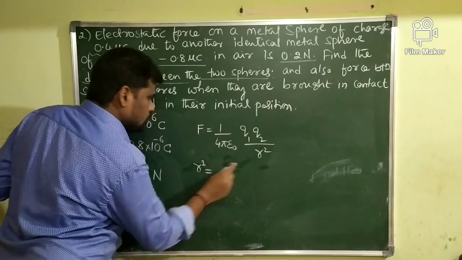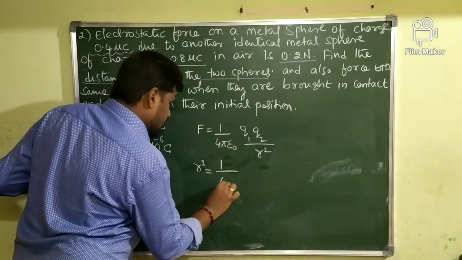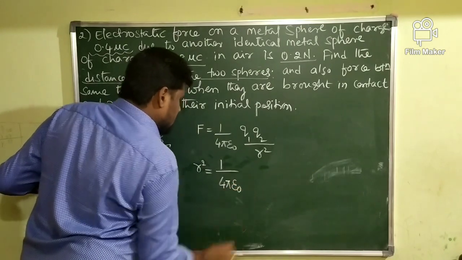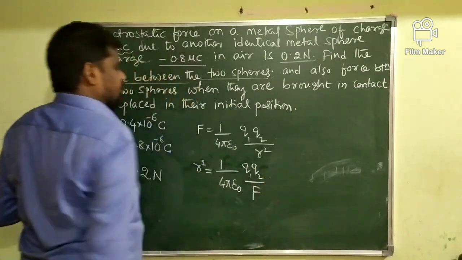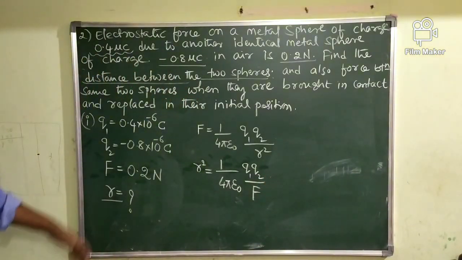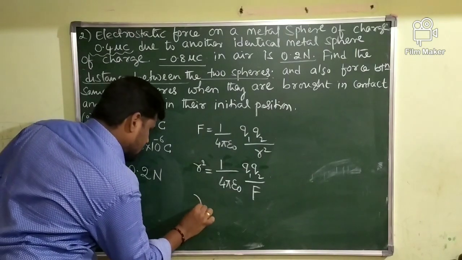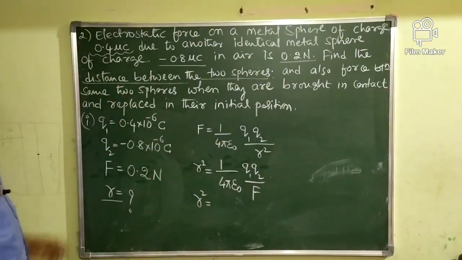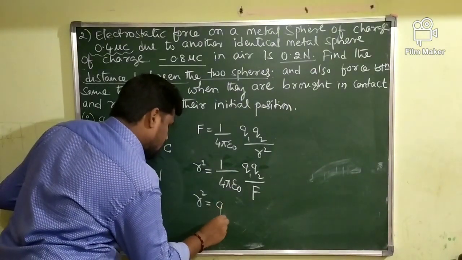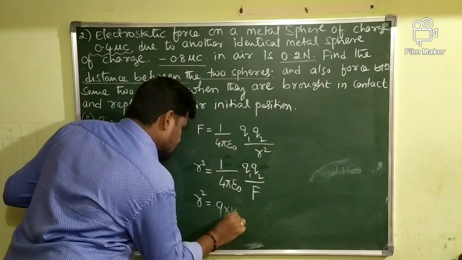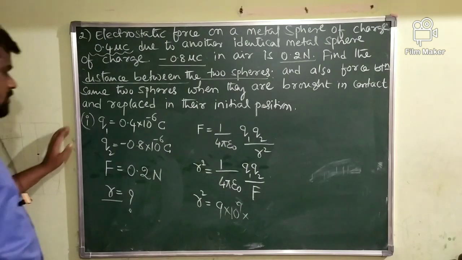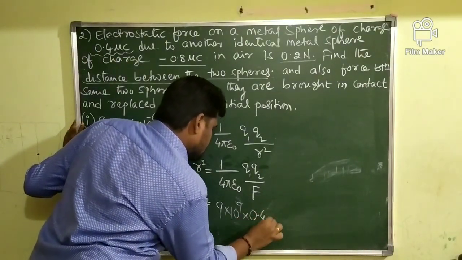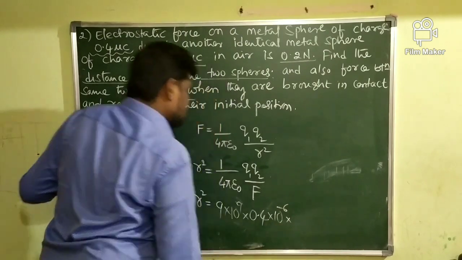R square equals, what can I write? 1 divided by 4 pi epsilon naught, Q1 Q2 by F. Okay. Substitute the values. R square equals 1 divided by 4 pi epsilon naught. What is the value of 1 divided by 4 pi epsilon naught? 9 into 10 power plus 9. What is Q1? 0.4 into 10 power minus 6.